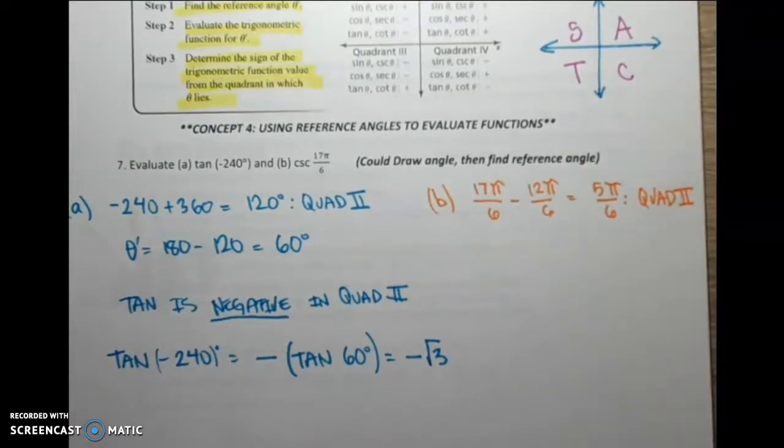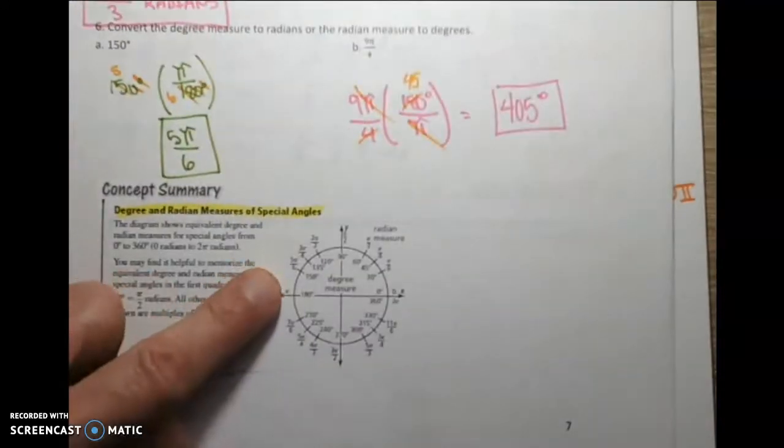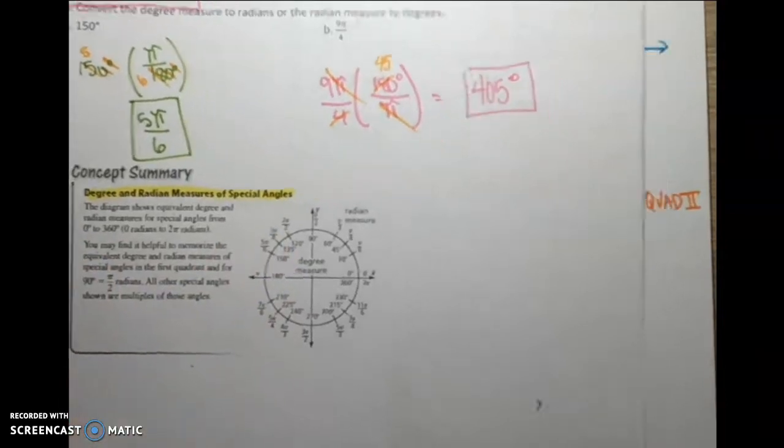If you don't know that though, you can always refer again here. Where is 5 pi over 6? Right there in quadrant number 2. That's on page 7.